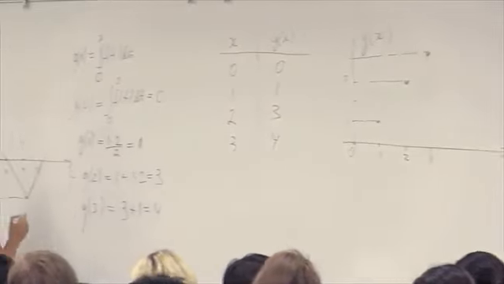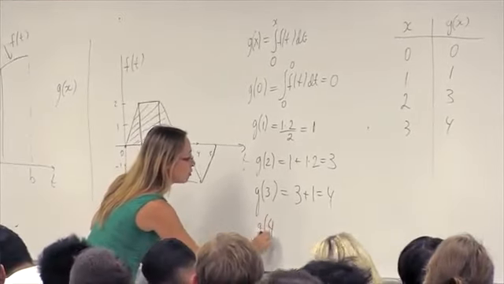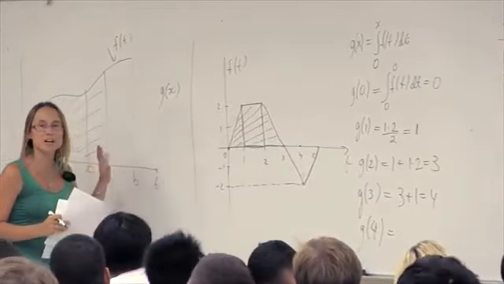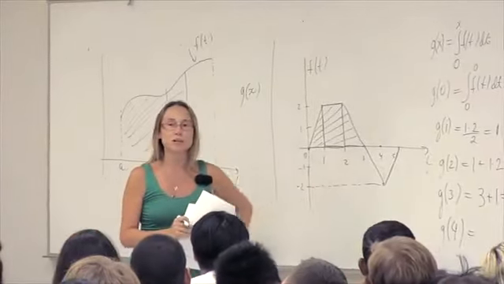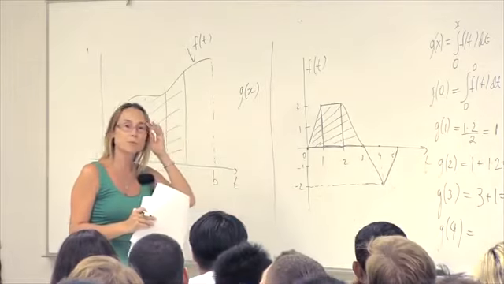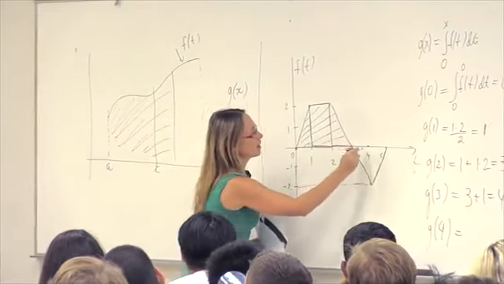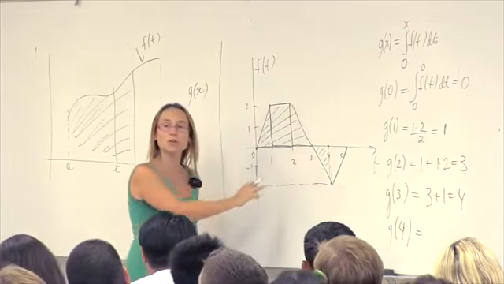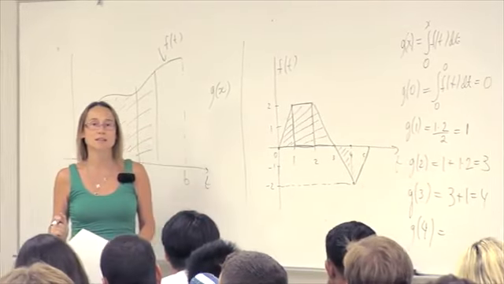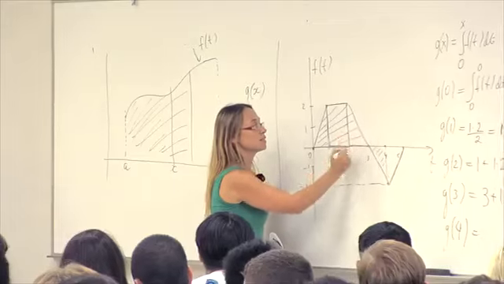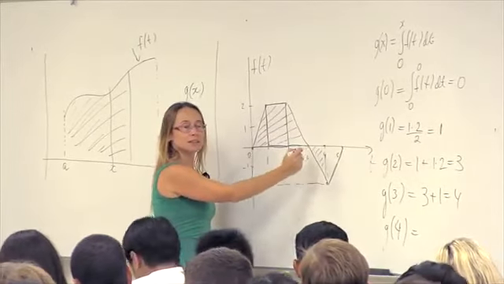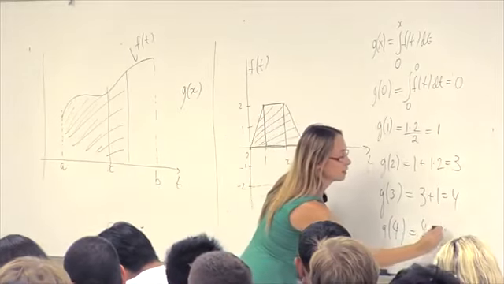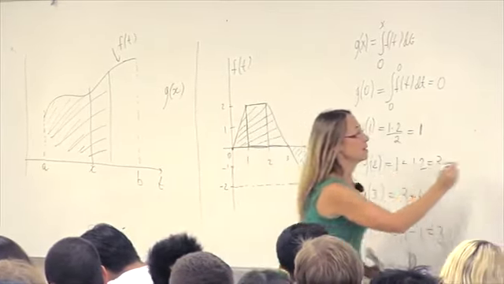Now there is something more interesting. g of 4. What do I have to do here? My example with the carpet doesn't really work because I have negative values here. This is a more general example. I have to integrate from 0 to 4, so I have to include this area. But of course, this comes with a negative sign, right? So I take this and subtract this area. So I have 4 minus 1 is 3.